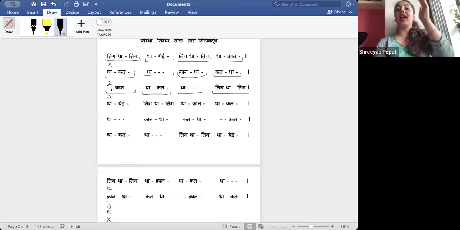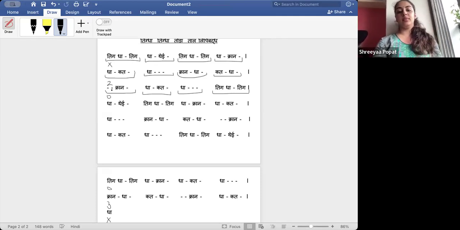Kran, kran. So kran, dha, kat, dha. Kran, dha, kat, dha. So you can lift kran off beat also directly without having to say 1, 2. So if you keep doing that exercise, you can decode any bowl arrangement.